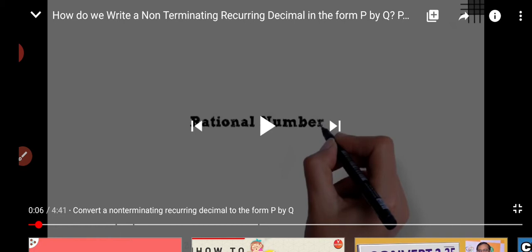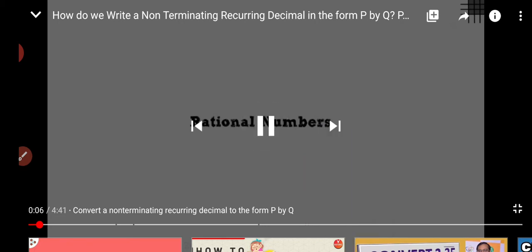Student, we have learned in our previous video what is a rational number. You know there are two types of decimals which can be easily converted into rational numbers, that is terminating decimal and non-terminating recurring decimal. Now let's see how we convert non-terminating recurring decimal into p by q form.